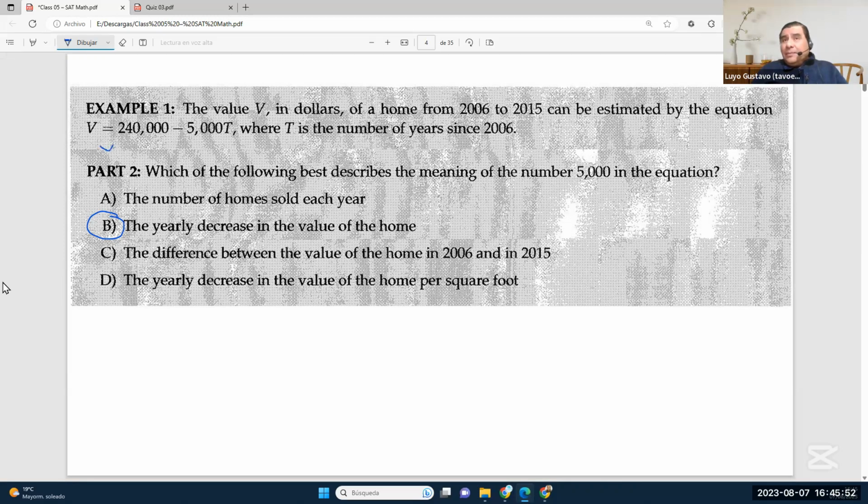It will be, for example, for t equal 1, the value would be 240,000 take away 5,000 times 1. In other words, the new value will have decreased to $235,000. And if 1 more year passes, that is t equals 2, the value of the house will be decreased by $10,000 now. And so on. Every year, $5,000 fewer than the previous one, right? So it means a yearly decrease in the value of the home.